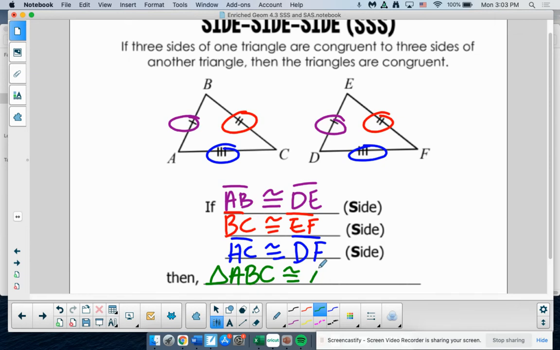You have three pairs of congruent sides, so side, side, side. Then we have enough information to say that triangle ABC is congruent to triangle, now we got to match. What matches A? Well, that would be D. What matches B? E. And what matches C is F. So instead of showing all six parts are the same, we only had to show that three sides are congruent to prove that these triangles are congruent. Side, side, side. Exactly what it sounds like.